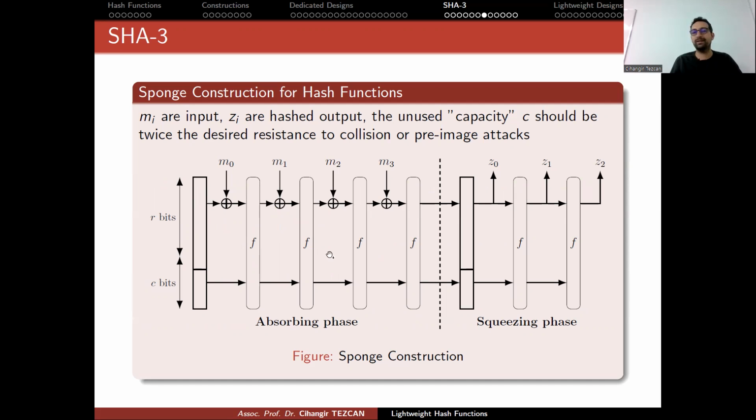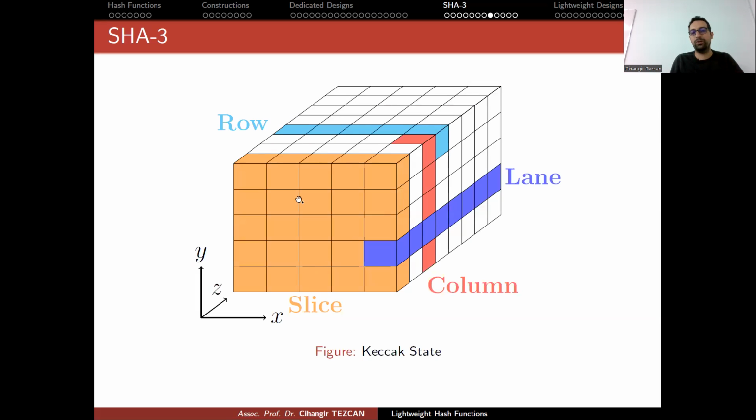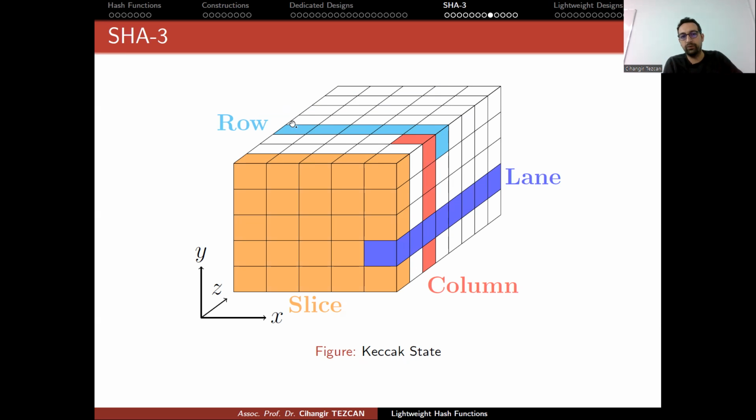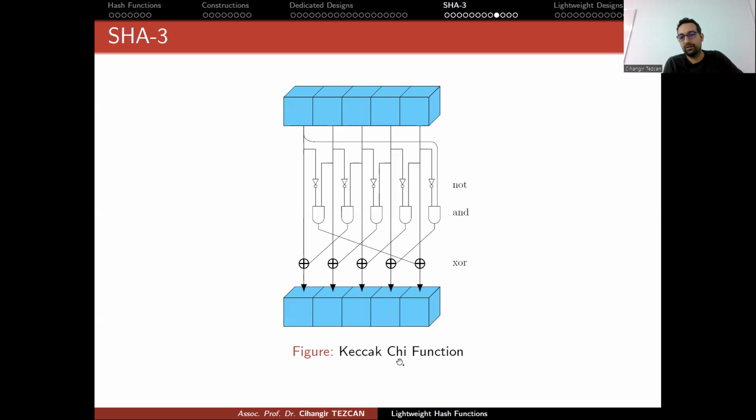So in AES, we showed the block internal state, which is 128 bits, a 4 by 4 matrix of bytes. But in this scenario, we have a 3-dimensional representation. So this part is called a slice. This one is called the column. This one is called the row, and this one is called the lane, and we represented them with these colors.